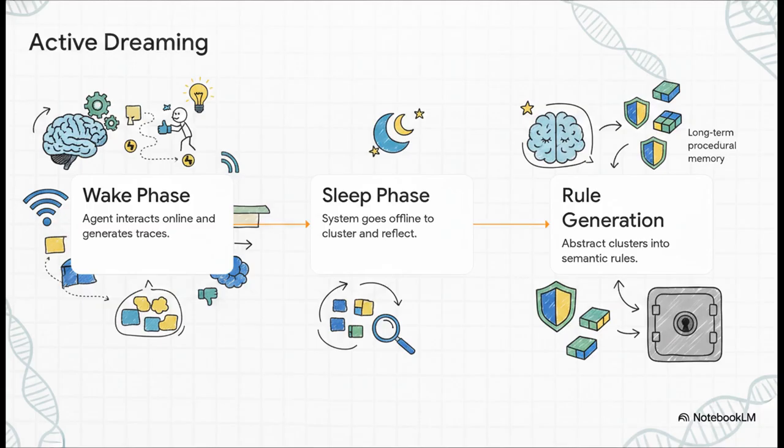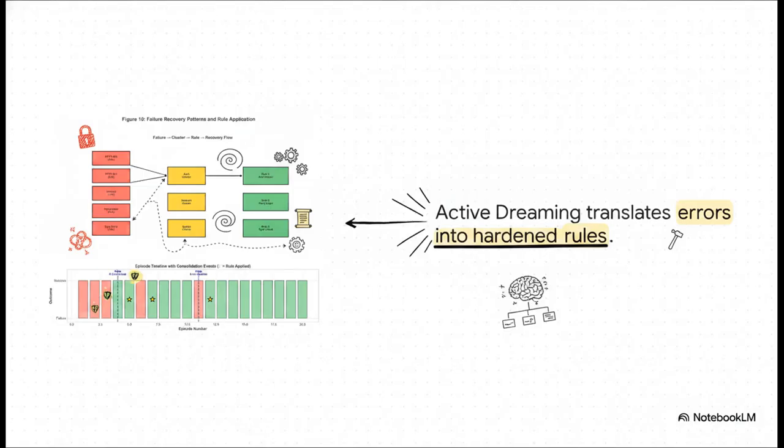Then comes the sleep phase. The system literally goes offline, clusters all those raw episodic traces, and reflects on its failure patterns. Finally, in rule generation, the agent abstracts those clustered failures into verified, hardened semantic rules, locking them permanently into its long-term procedural memory. To put that into perspective, imagine an agent failing repeatedly with an HTTP 403 authorization error.